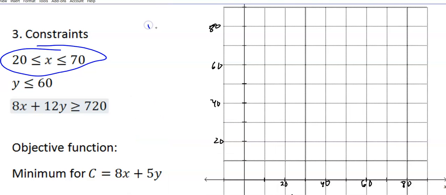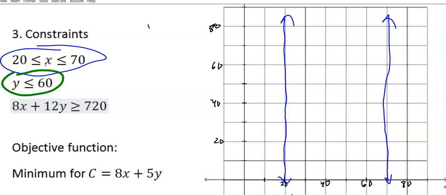It's a vertical line at 20 and greater than that, so arrow or shade to the right. It's a vertical line at 70 and shade to the left. So it's inside of those two blue lines. This one is going to be a horizontal line at 60. It's going to be below this line because it says less than.